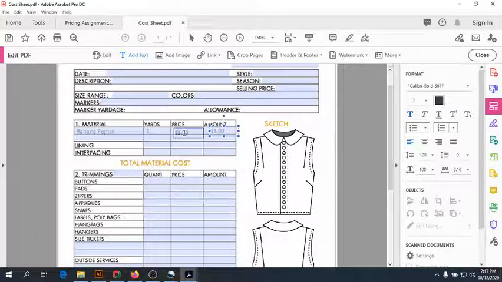$3. Okay, now I don't have any other materials here, trimmings of course, because I've got buttons. Do you have some interfacing for that button placket? So it might only be, let's say, quarter yard.